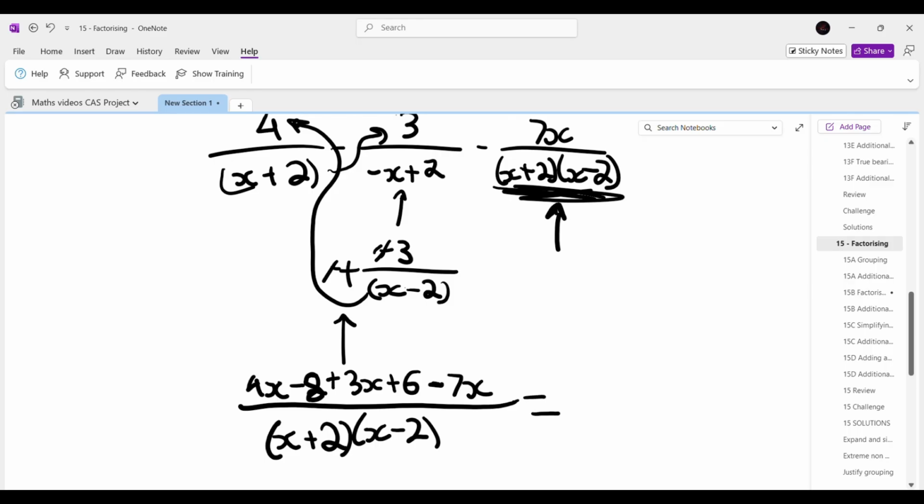So what this simplifies down to, obviously we have 4x plus 3x minus 7x. This is just going to be 0x or 0. And then we have minus 8 plus 6, which is just going to be minus 2. So we end up with our simplification of minus 2 over x plus 2 times x minus 2.